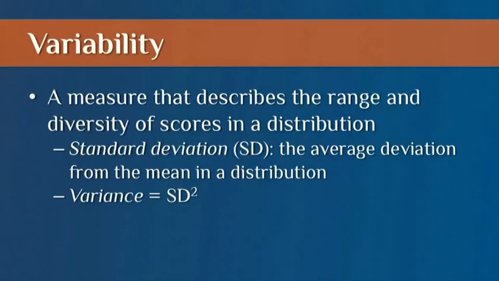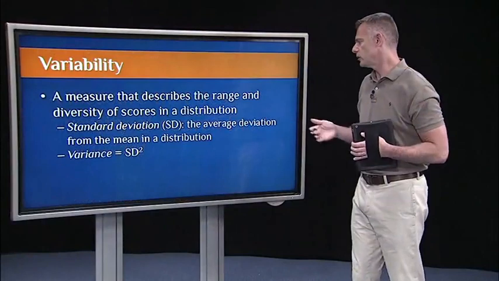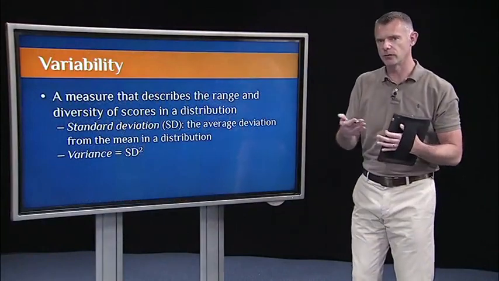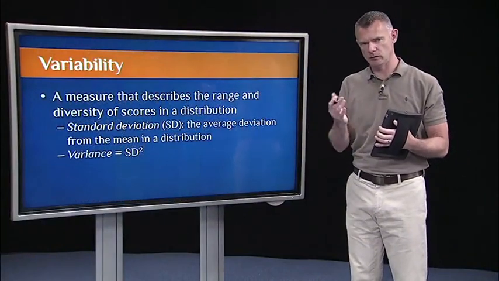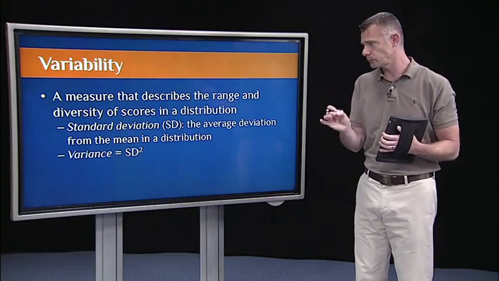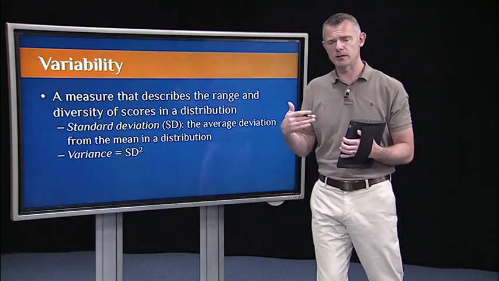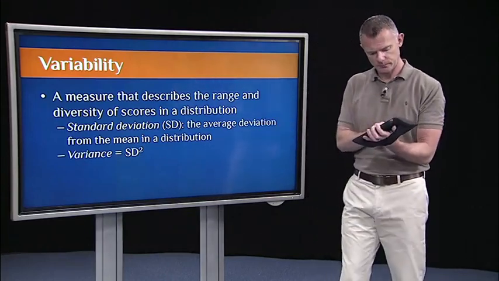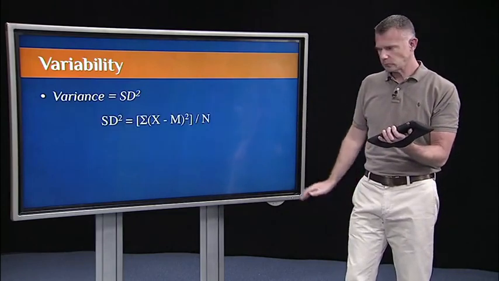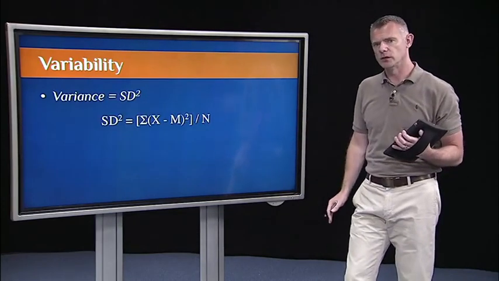And variance is simply standard deviation squared. So standard deviation is just the average deviation from the mean in a distribution, and we'll see that mathematically in a moment. And again, variance is standard deviation squared. So this is an important formula to know.